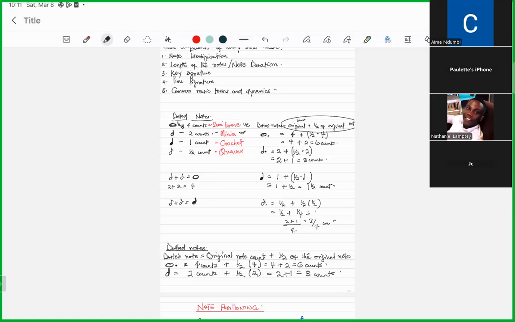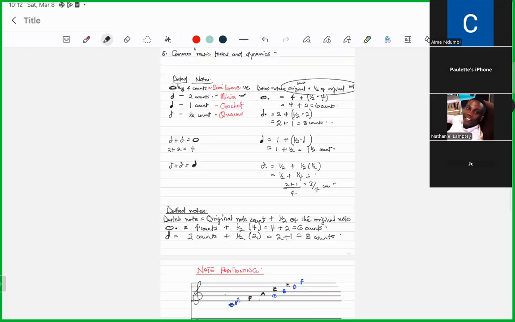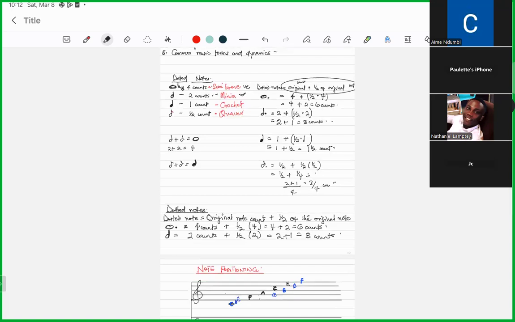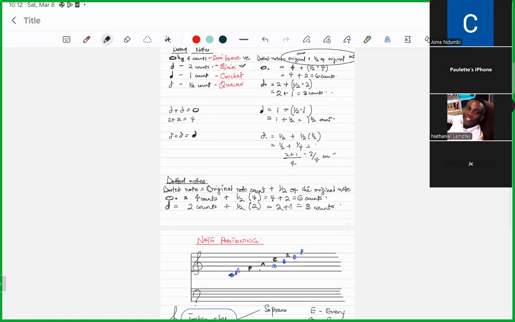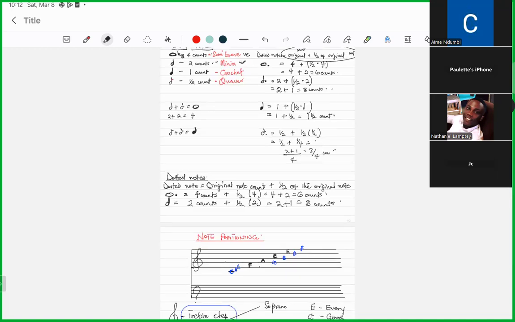And we had a dotted minim. What does a dotted minim mean? A dotted minim will just add half of the original beats, which is half of 2, then it becomes 3 counts. Then we did the dotted crotchet, and we also looked at the dotted quavers. The dotted quaver, we said, is basically 1.5 counts. So we did all that.